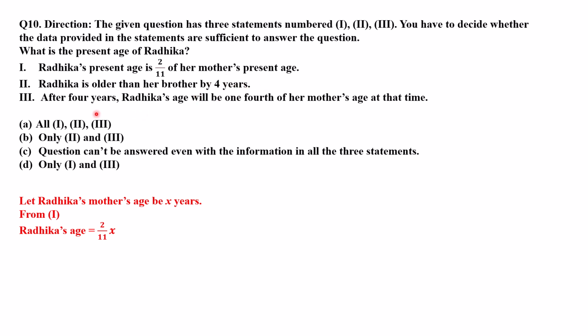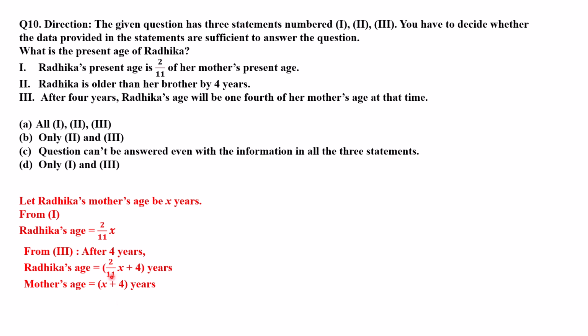Now moving to the third statement. After 4 years, Radhika's age will be 1/4 of her mother's age at that time. So first of all, see after 4 years. So first you have to work on it. Now suppose whatever is your present age, if someone asks what will be your age after 4 years, what you have to do is add 4 to your present age, isn't it? And what I have assumed, Radhika's mother's present age is X. So after 4 years, the age will be X plus 4 years for Radhika's mother, and Radhika's age will be 2 by 11 X plus 4.